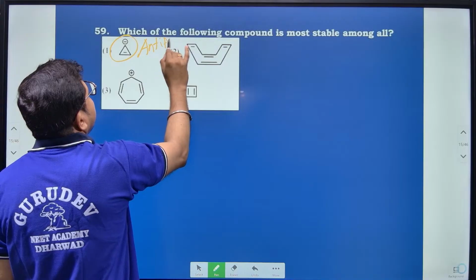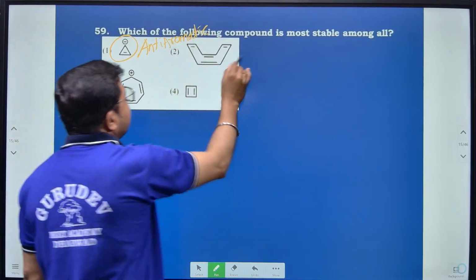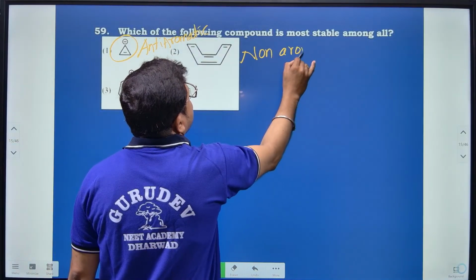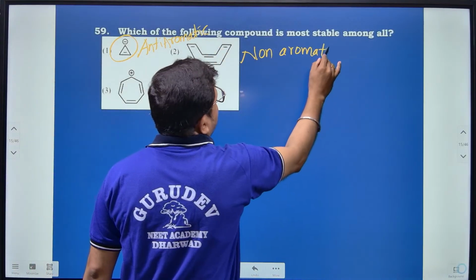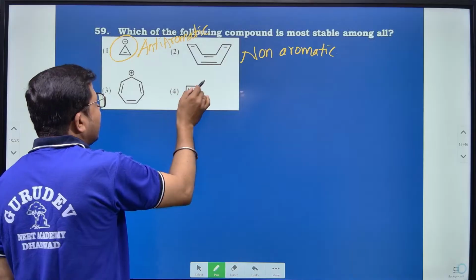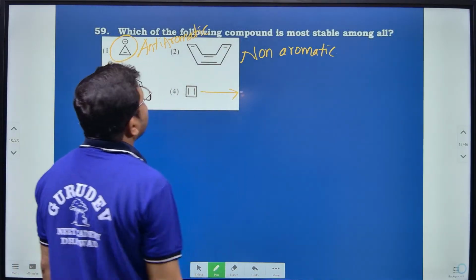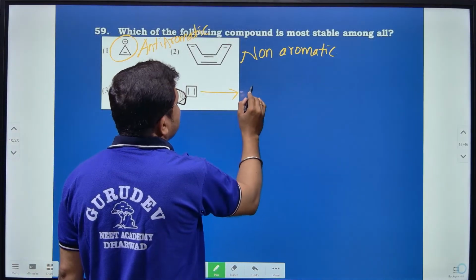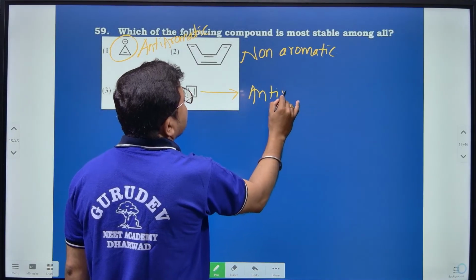This one is anti-aromatic system. This one is non-aromatic. Even after having alternate single and double bonds, it is non-aromatic. And this is also having alternate single and double bonds, but it does not follow the 4n plus 2 pi electron rule. That's why it is also anti-aromatic.